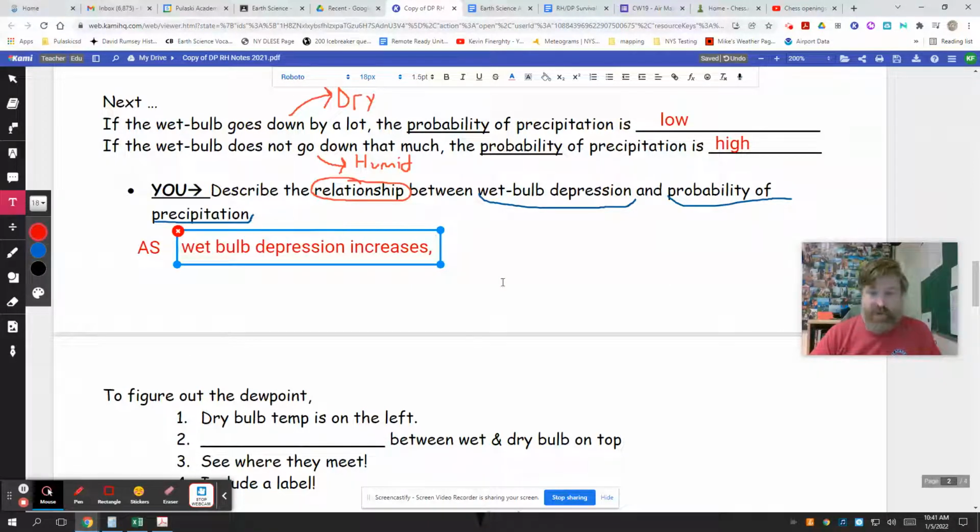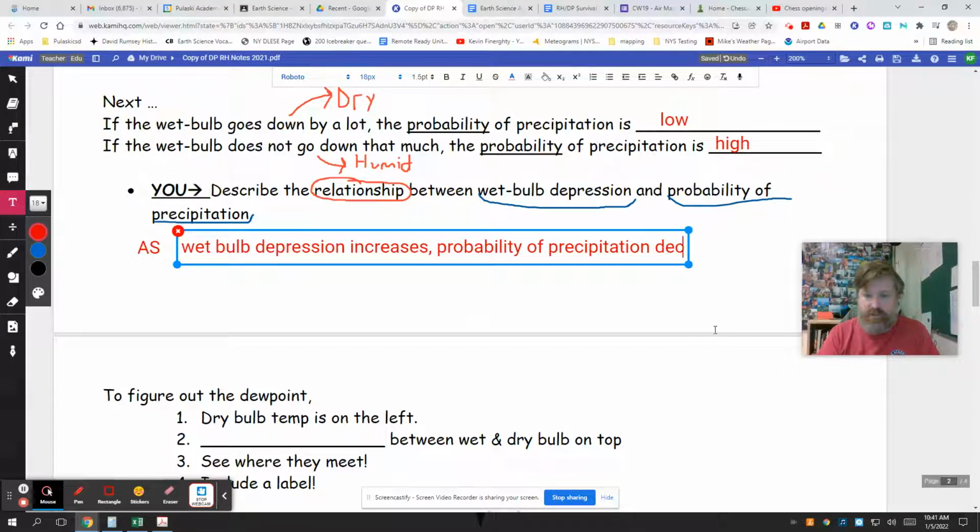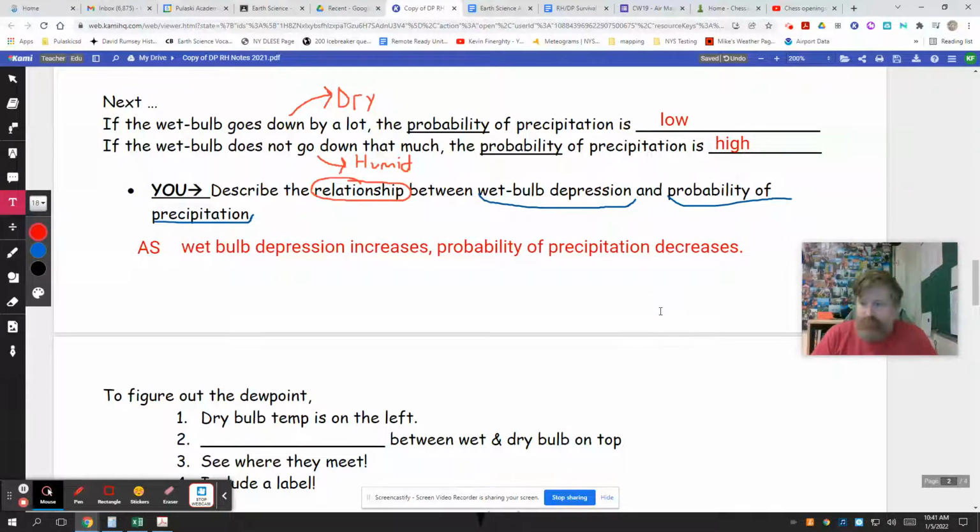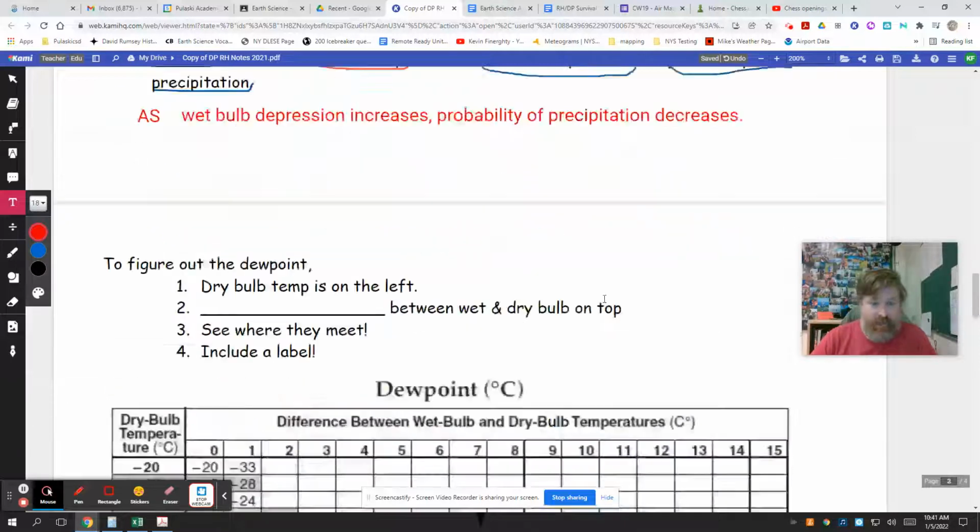So as the wet bulb depression increases, how does that affect the probability of precipitation? What do you think? As the wet bulb depression increases, that means the wet bulb is going down by a lot. That means it's dry. That means your chances of precipitation are low, so it decreases. Cool.